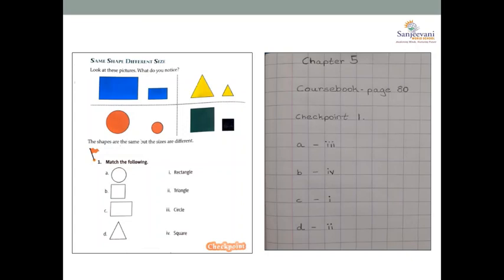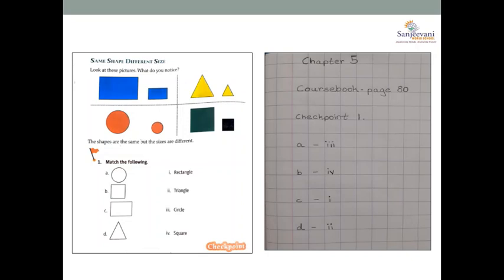Okay, so A, what I had told you all, A, what is the answer? Number 3. So this way you will write in your notebook A dash 3. So A is circle. Next, B. So B is square. So the answer is 4. Square. Right, children? I'm waiting. A dash 3, B dash 4.